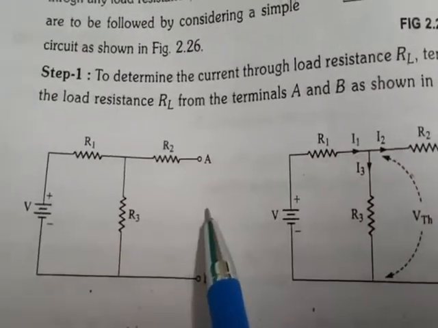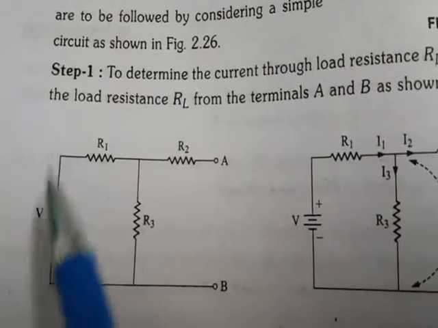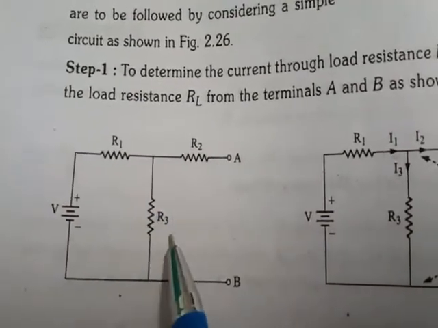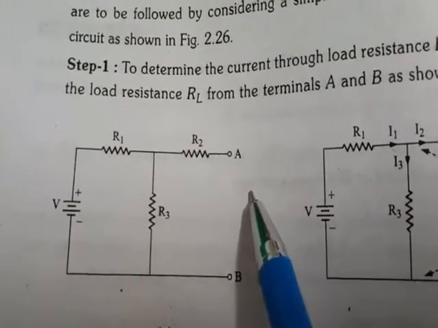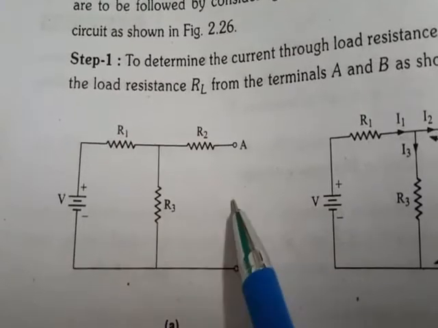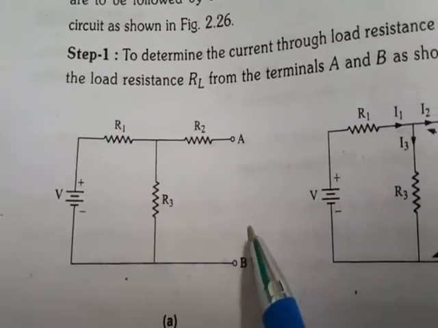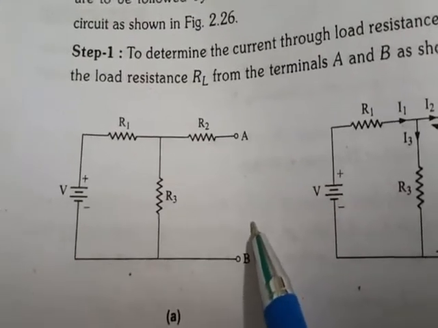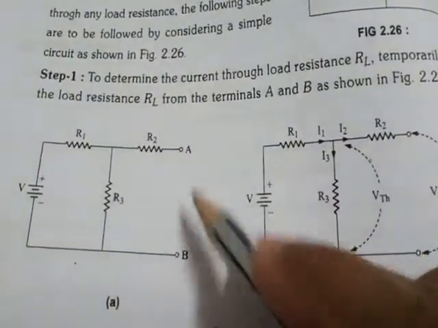After removing the load resistance, the circuit will be like this, having some voltage V, R1, R2 and R3. These are the two terminals A and B where the load resistance is removed. Now how are these two terminals? It is like an open circuit. So the voltage between terminals A and B is generally an open circuit voltage, since A and B are open circuited.